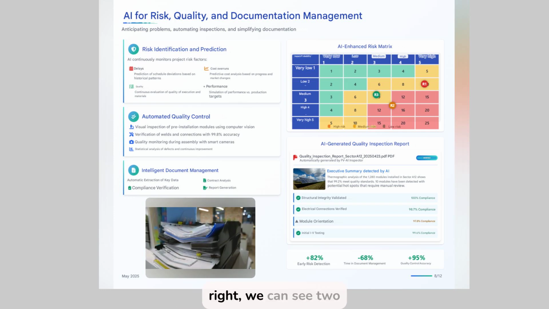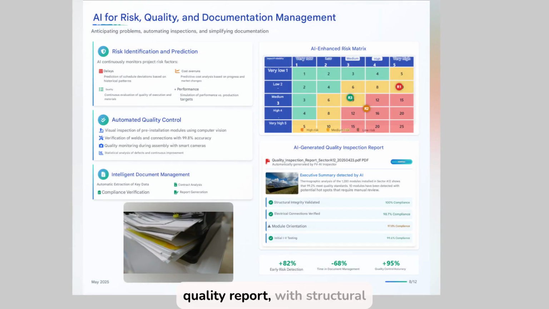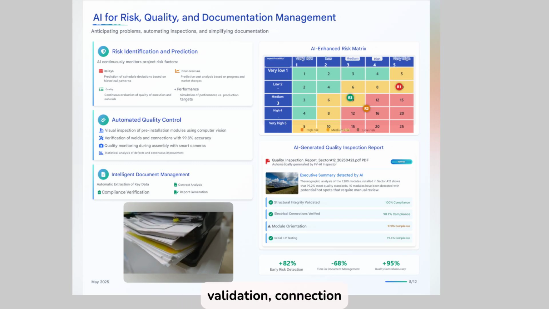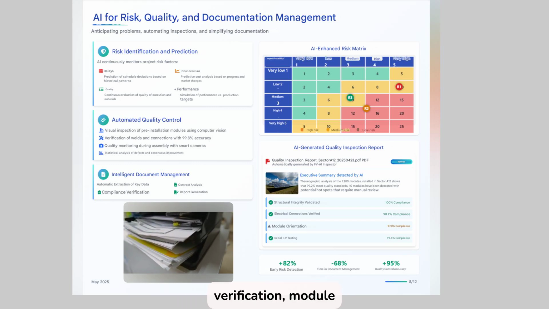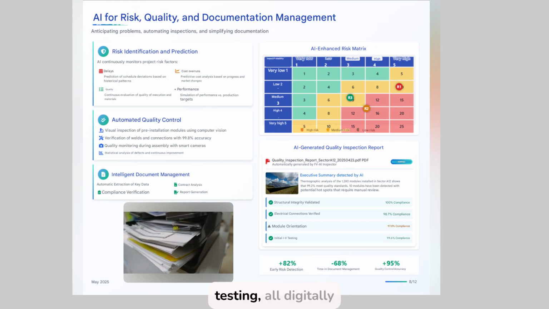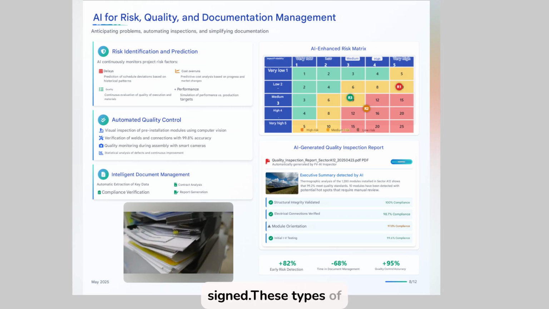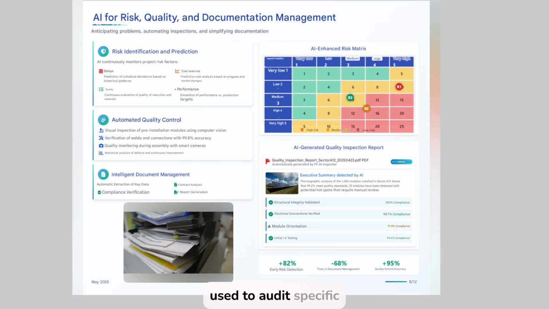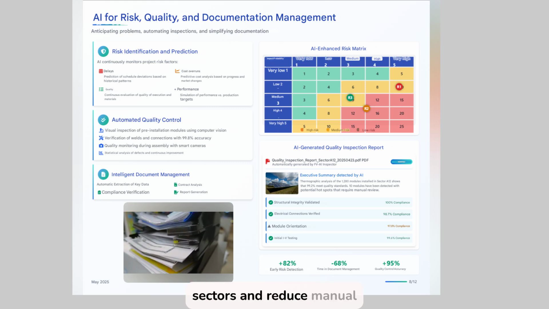On the right, we can see two real-life examples: an AI-enhanced risk matrix, which automatically classifies according to impact and probability. It does this by integrating project, budget, and quality data. And an AI-generated quality report with structural validation, connection verification, module orientation, and IV testing, all digitally signed. These types of reports are already being used to audit specific sectors and reduce manual reviews.